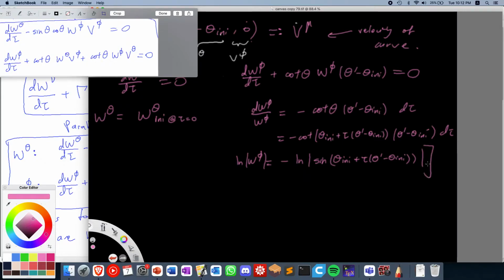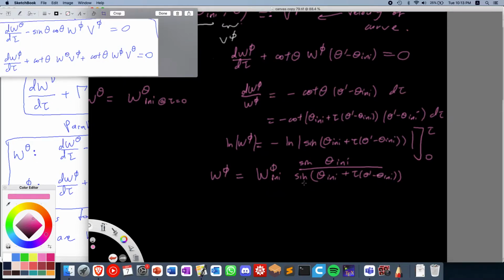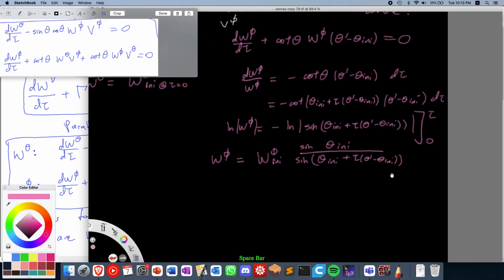So that's just it, and the end result is that if you evaluate this from 0 to tau, you just have this one equals whatever the initial one is, and then sine initial over sine initial plus tau minus. Yeah, okay, so that is it. Because you substitute tau and this one into this, and you realize it flips over.